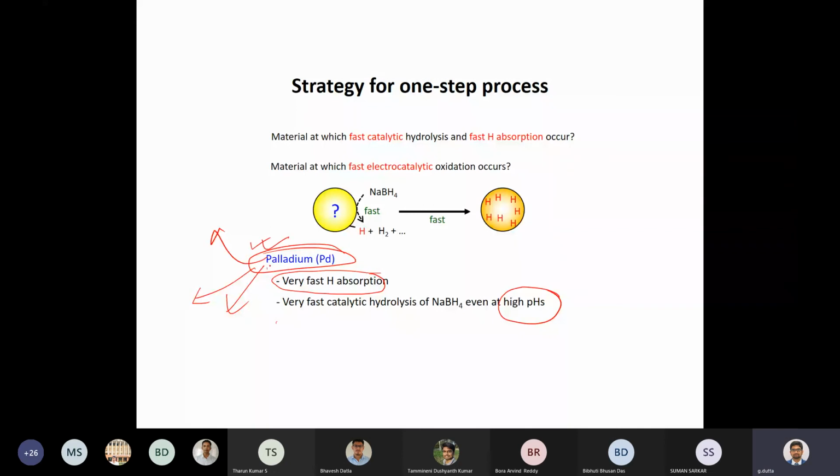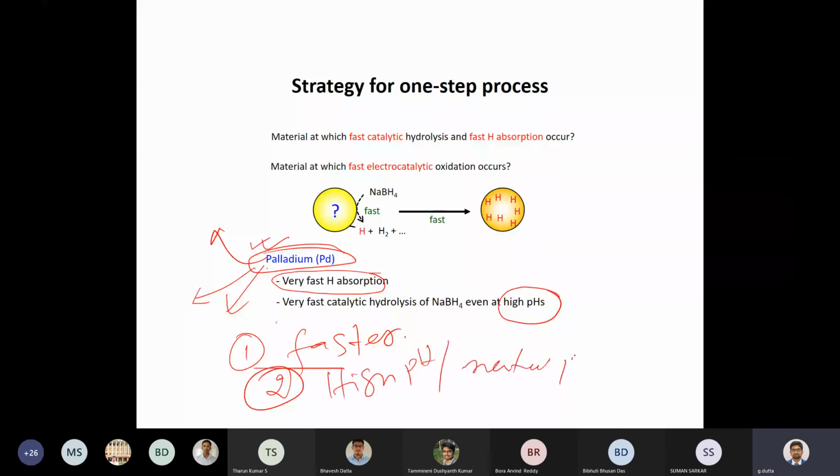The first problem, the slow process, we can make it faster. The second problem is the low pH, that we can do in high pH or even in neutral pH. That can be done if we use palladium. See the result here.